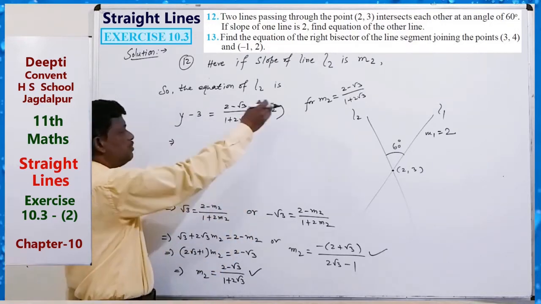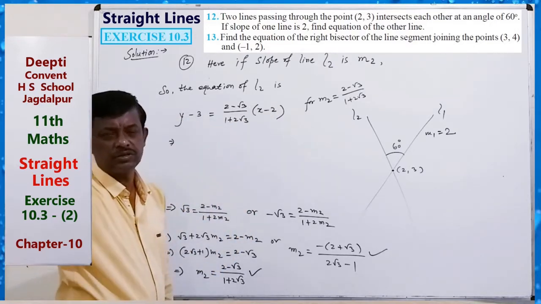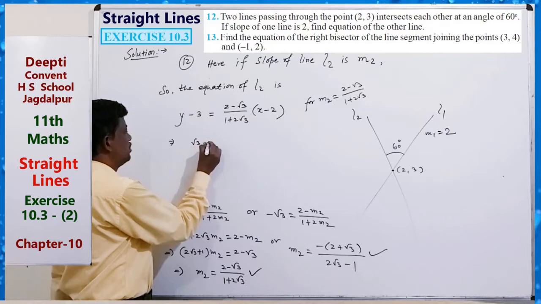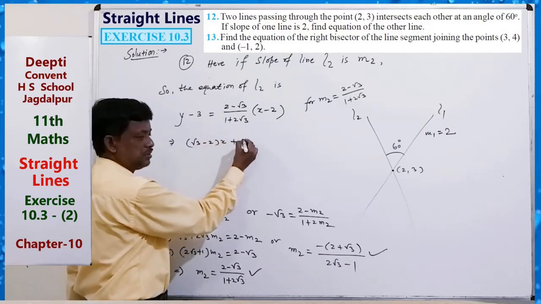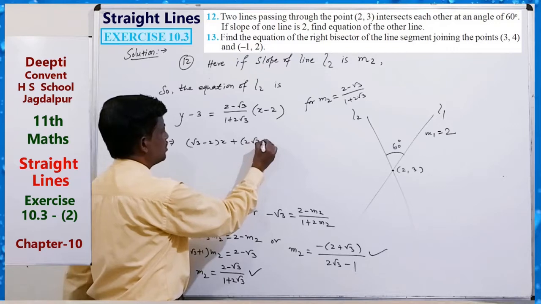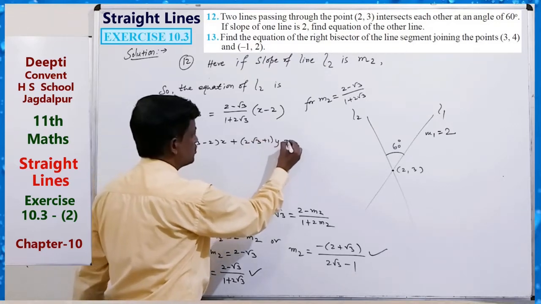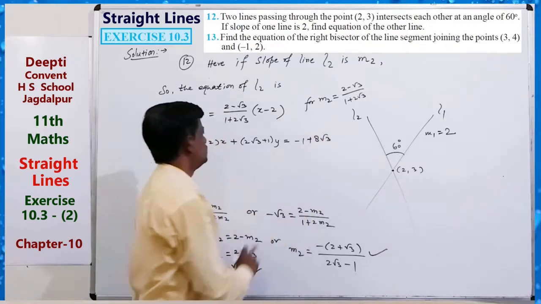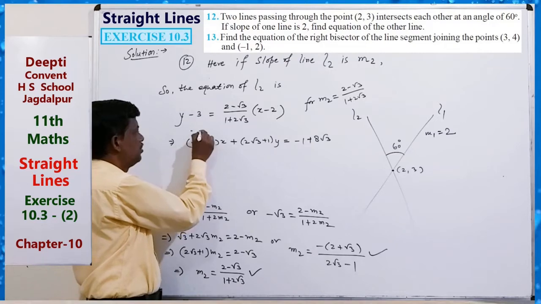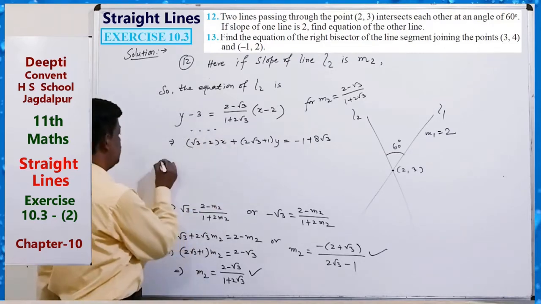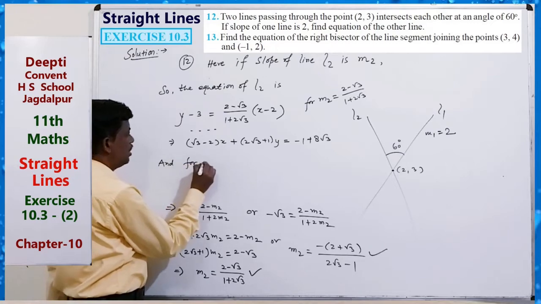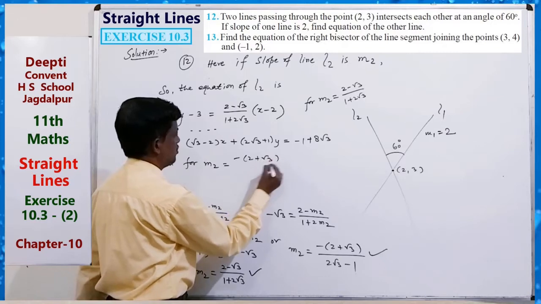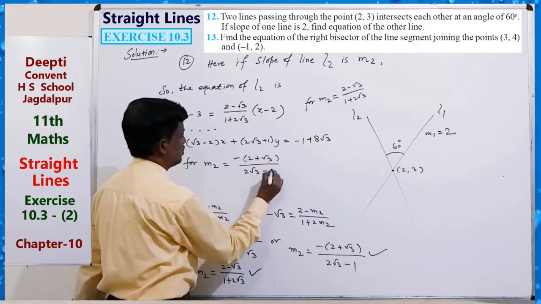Multiply out and write it in the format ax plus by equals c. You can write it as (root 3 minus 2) x plus (2 root 3 plus 1) y equals minus 1 plus 8 root 3. You can simplify it like this. And now for m2 equals minus (2 plus root 3) upon (2 root 3 minus 1).